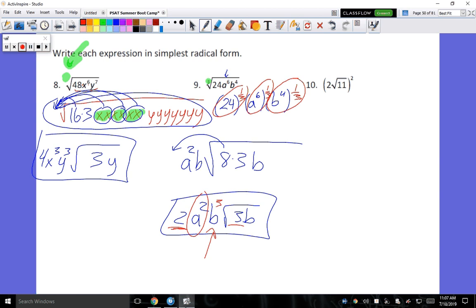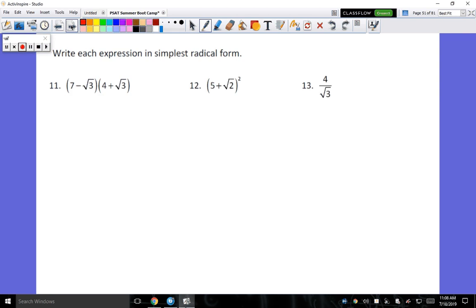All right, 2 root 11, that is squared. We're going to apply it to both. And 2 becomes what? 4. Root 11 squared becomes 11, so my answer, 44. Guys, the thing is, I don't want to bombard you with easy questions. I'm trying to reduce the number of simple mistakes. Okay? And that's a lot of what we're doing are revolving around simple mistakes.